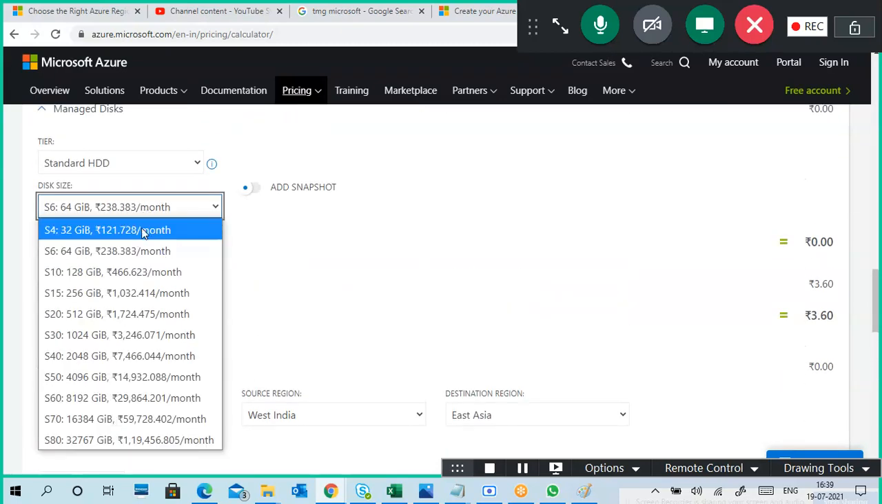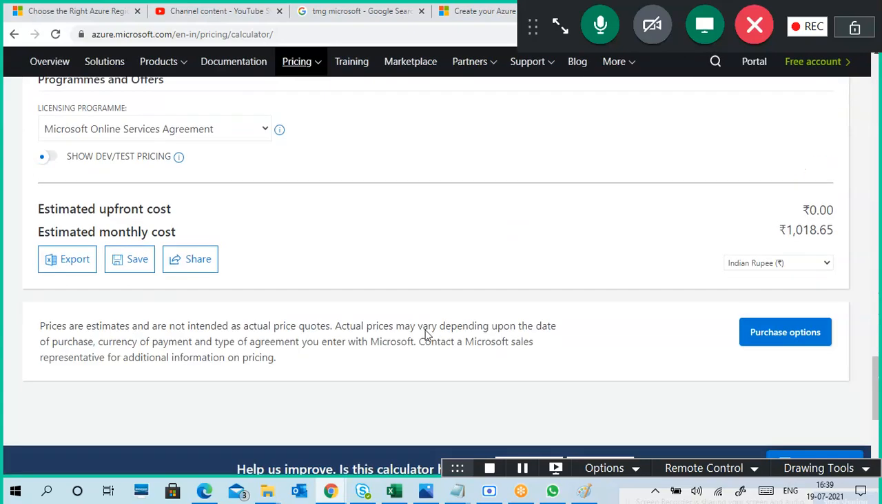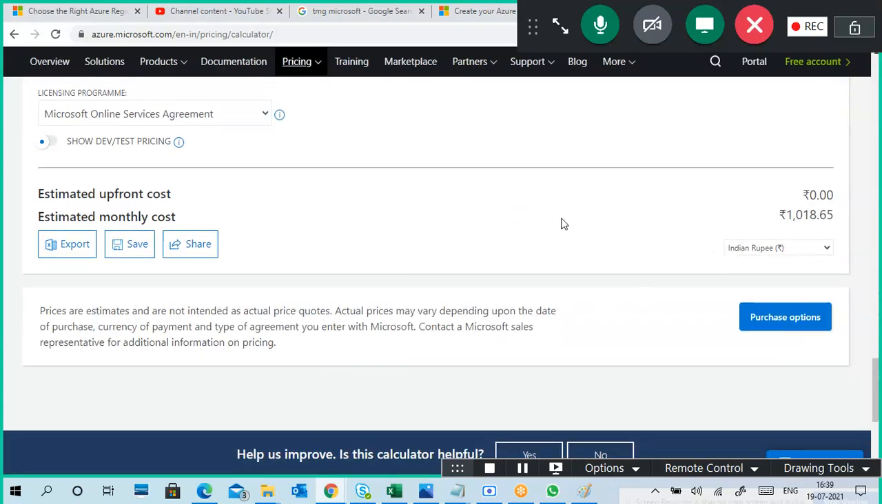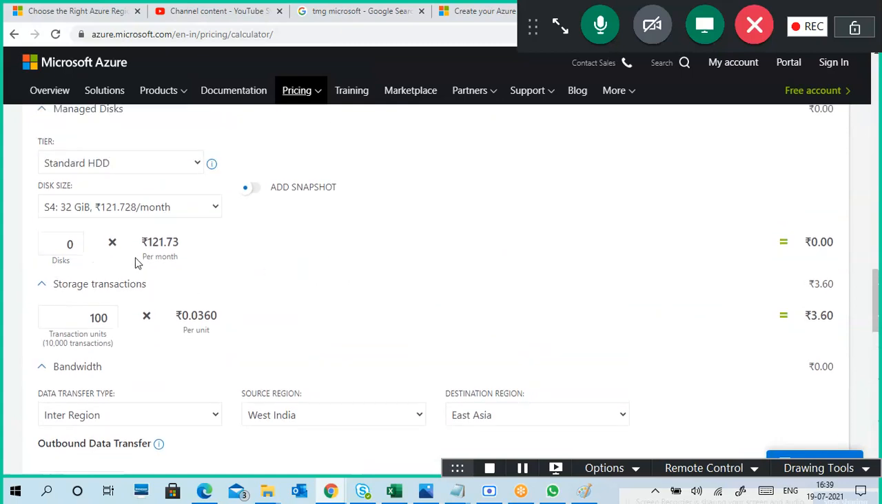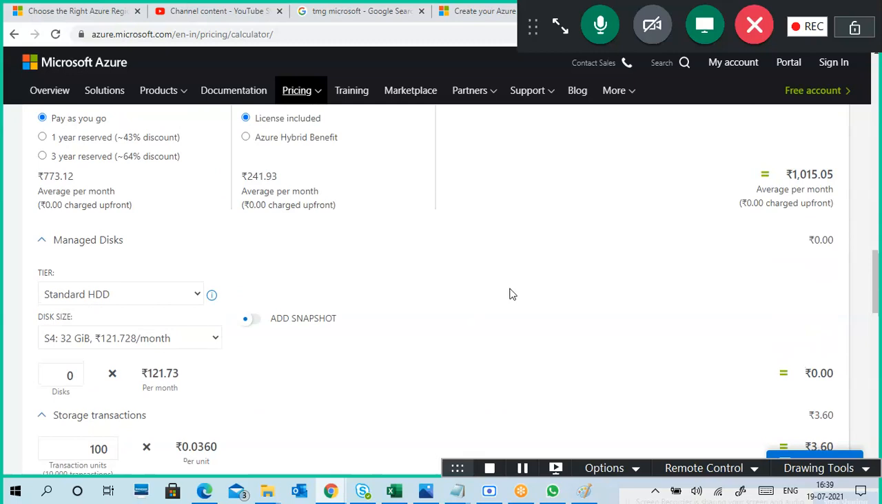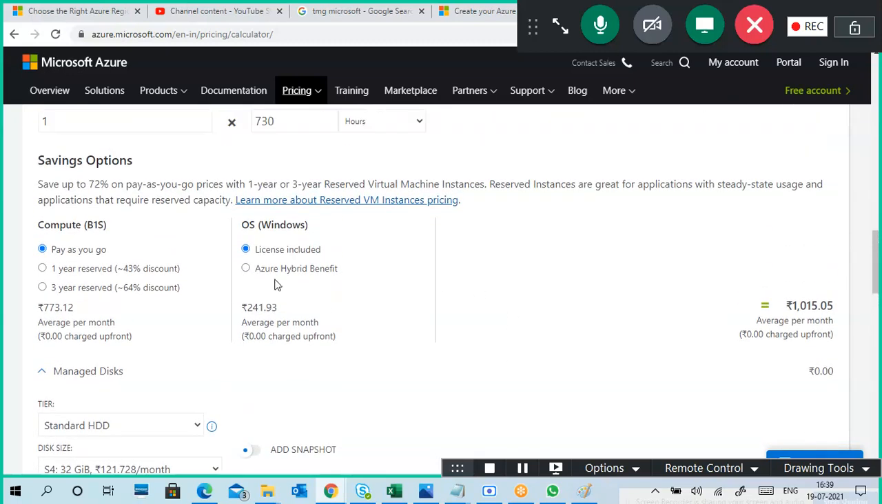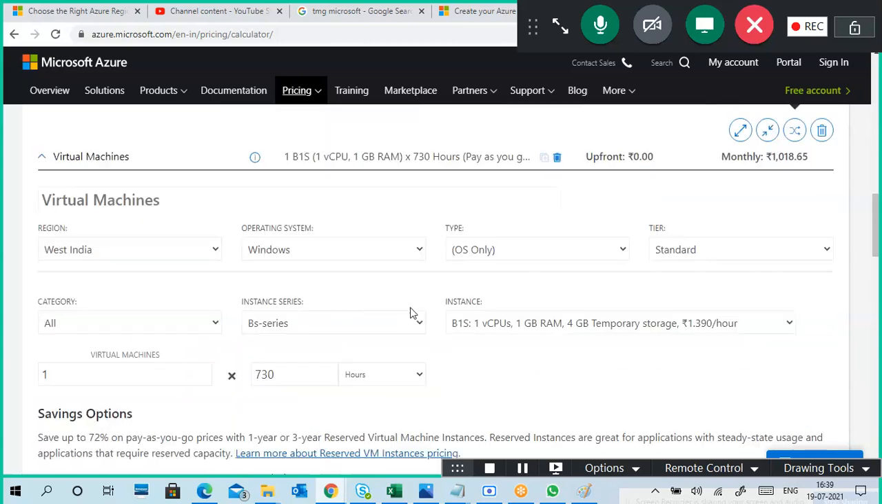So we can reduce it. If you reduce this one, then obviously this cost is not yet reduced, but yeah, it is still a zero cost for a free calculation, right? So here it is. Per month, average per month as pay as you go is 77312 rupees, right? So with the license included, this one cost is there.